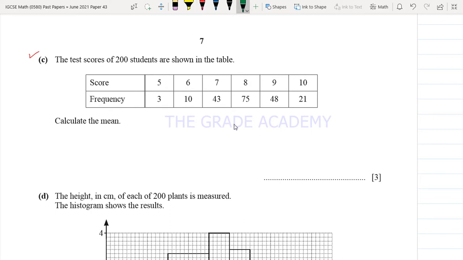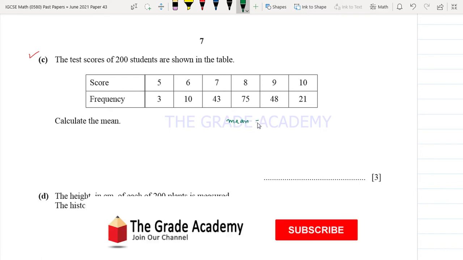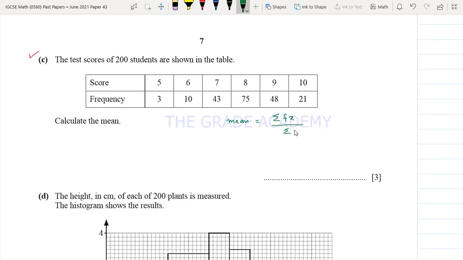So here we will use the formula that the mean of a frequency table is calculated as sigma fx divided by sigma f, or summation fx divided by summation f. What we have to do is multiply each frequency with its corresponding value, then add them, and then divide by the total frequency. Let us call these values x values and these values f values, the frequency values. So we multiply each f value with its x value, add them, and divide by the total frequency.